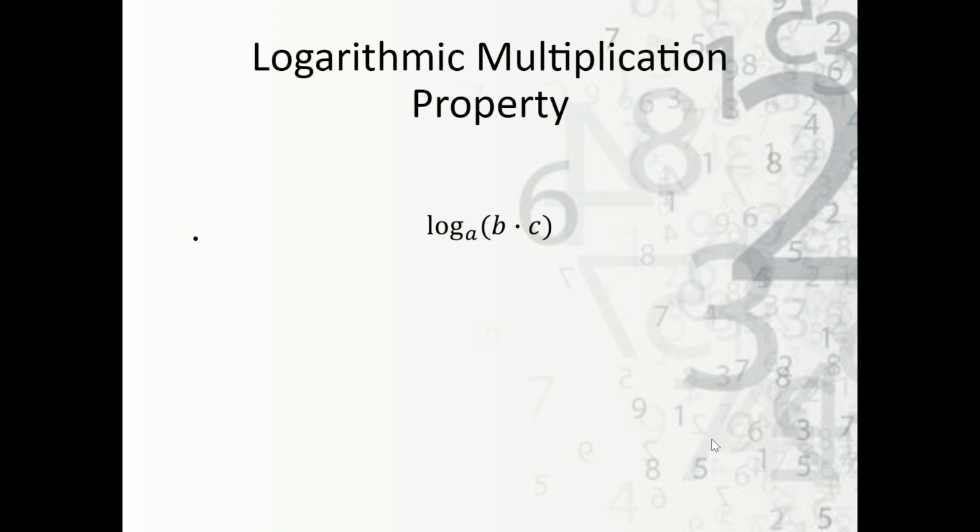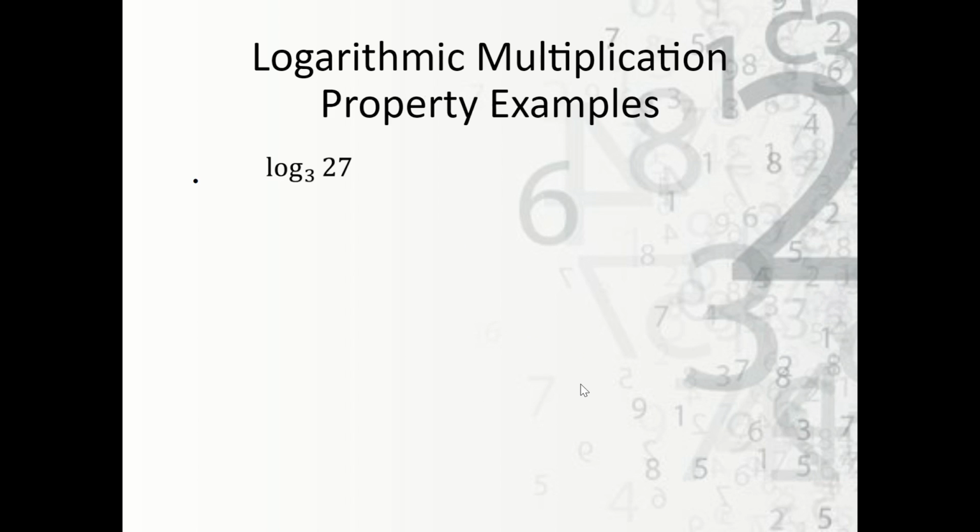Now, the logarithmic property of multiplication. So what this says is log base a of b times c. If we can break that up into multiplication, then we can rewrite it in a way that's a little more easy to see. So we have log base a of b times c, and that's equal to log base a of b plus log base a of c. So we can rewrite that as addition. So what does this look like?